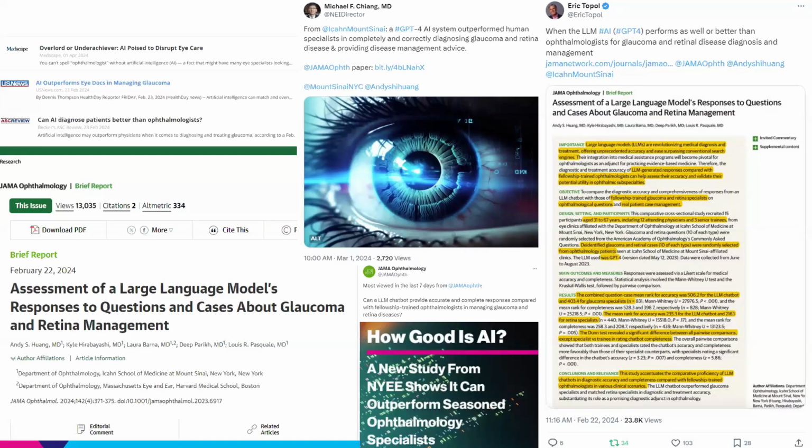Our paper here is titled Assessment of Large Language Models' Responses to Question Cases about Glaucoma and Retina Management. And it was actually quite a provocative paper. It was published just 3 months ago, more or less, and generated quite a buzz in readership, with Dr. Chang from NYEE, as well as Dr. Eric Topol, who's known for his genomics and digital data, tweeting about it on formerly Twitter, now known as X.